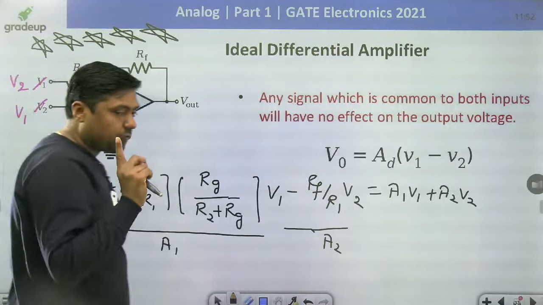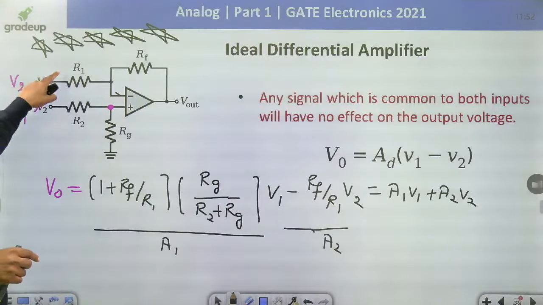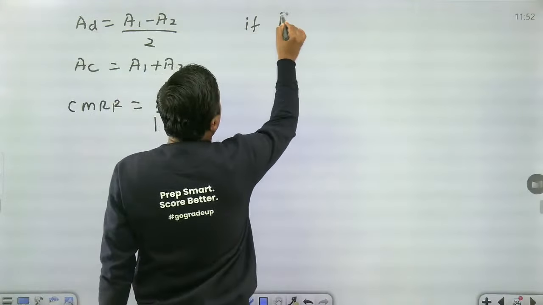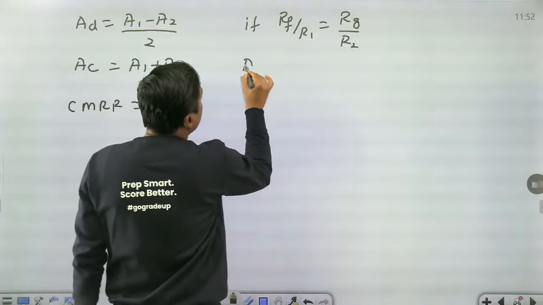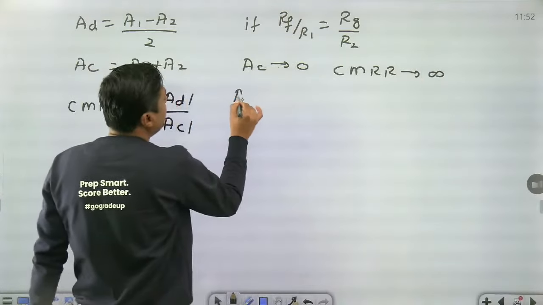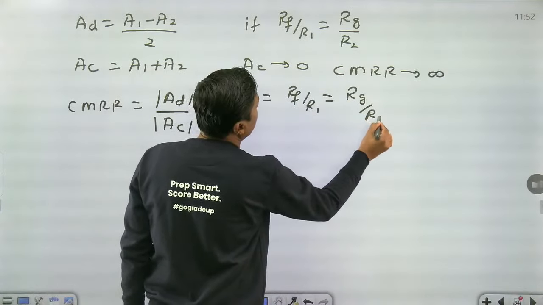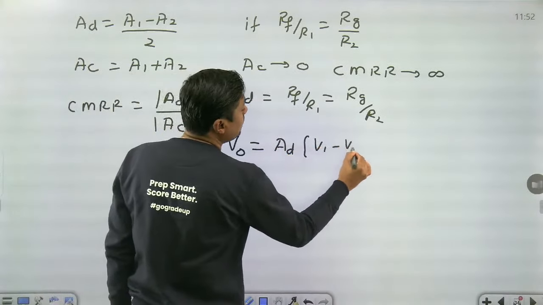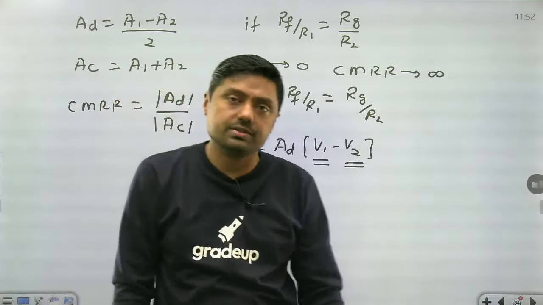Rg by R2. First of all, always verify the ratio. That is called balance bridge condition: Rf by R1 is equal to Rg by R2. Then AC will become 0, CMRR will become infinite, and AD will become Rf by R1 or Rg by R2. Both are equal. And directly we can write the output AD (V1 minus V2). Always remember V1 is the non-inverting terminal voltage, V2 is the inverting terminal voltage.